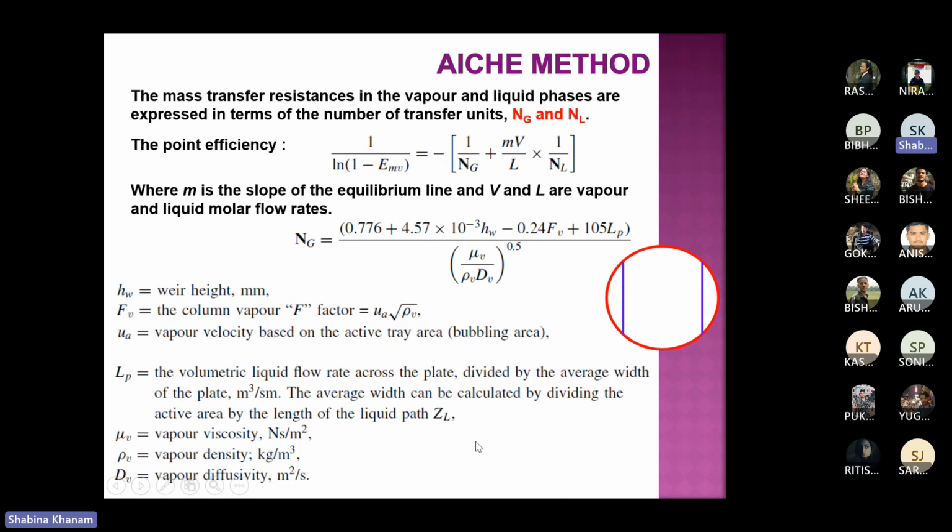LP is the volumetric liquid flow across the plate. Just try and understand that liquid from the plate above will fall in this region where no hole is available, and then it will start moving towards this direction, and from here it goes down. I hope you are getting this. So it is the volumetric liquid flow rate across the plate divided by the average width of the plate. Average width of the plate is, if you consider this plate, this section and this section, these are quite curved sections.